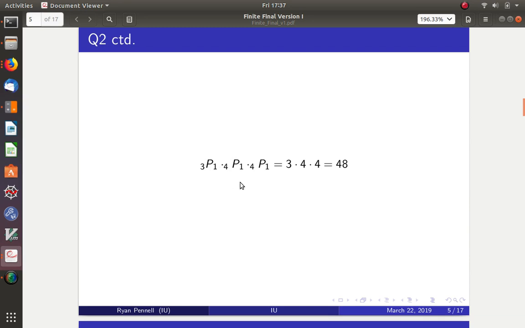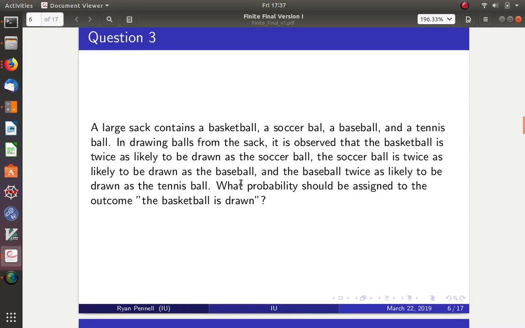Okay, let's go to the next question. A large sack contains a basketball, a soccer ball, a baseball, and a tennis ball. In drawing balls from the sack, it is observed that the basketball is twice as likely to be drawn as the soccer ball. The soccer ball is twice as likely to be drawn as the baseball, and the baseball is twice as likely to be drawn as the tennis ball. What probability should be assigned to the outcome the basketball is drawn?